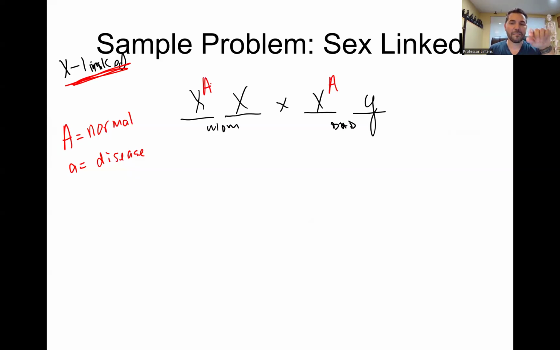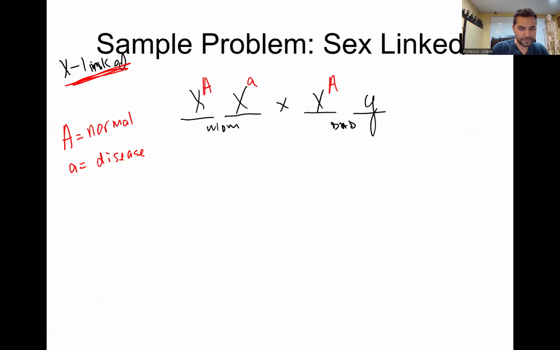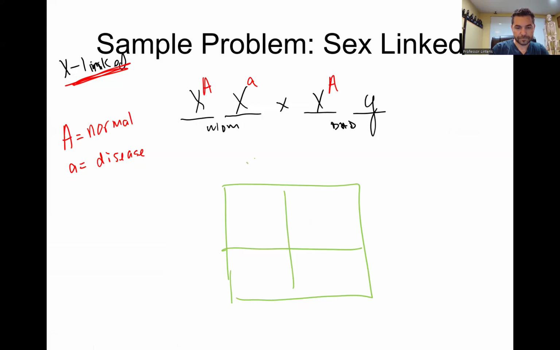But let's say the mother's mom had the disease. Could be that. So you see we have that little superscript, that letter above the X. Nothing above the Y. So let's do our Punnett square. These two have children.